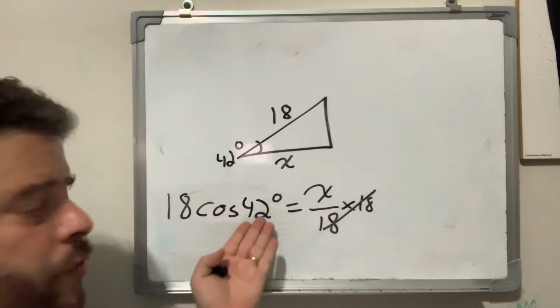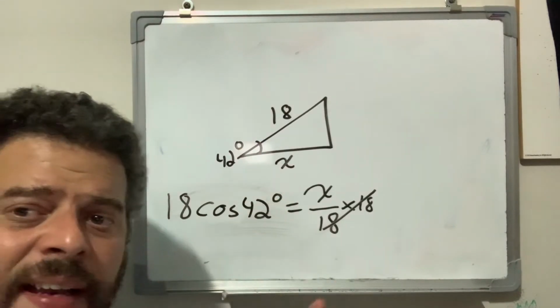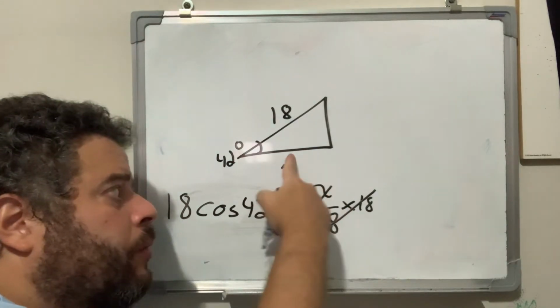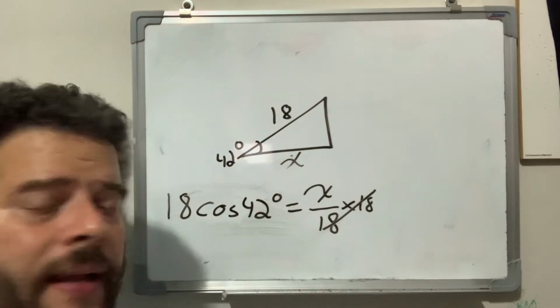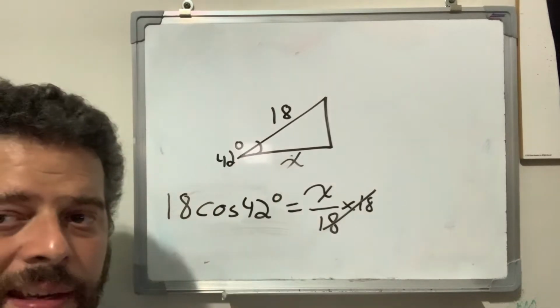So again, you do cosine of 42 degrees, enter, it's gonna give you a value, you multiply it by 18, and it's gonna give you an actual value, not a ratio. And that's the value of the missing side, whatever that would be. And that's how you find the missing side given an angle and a side. Okay.